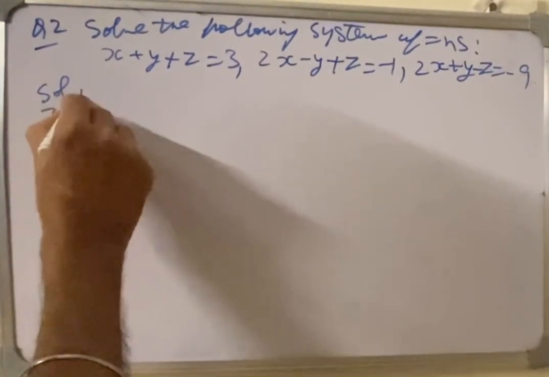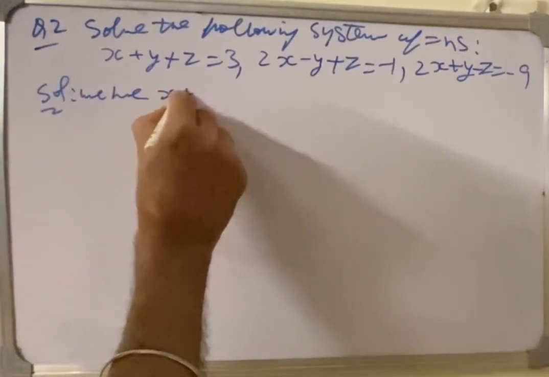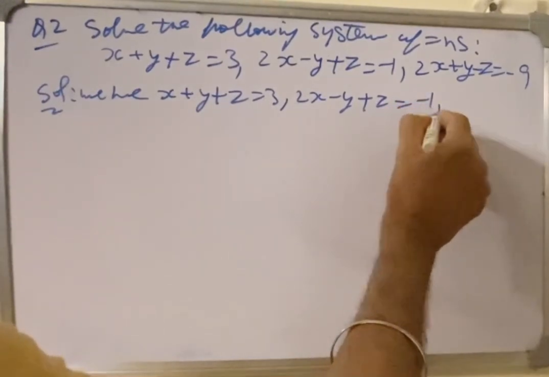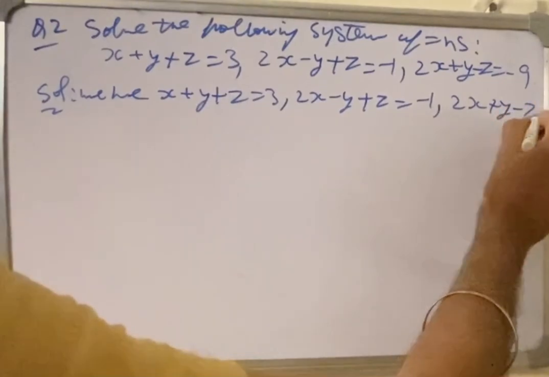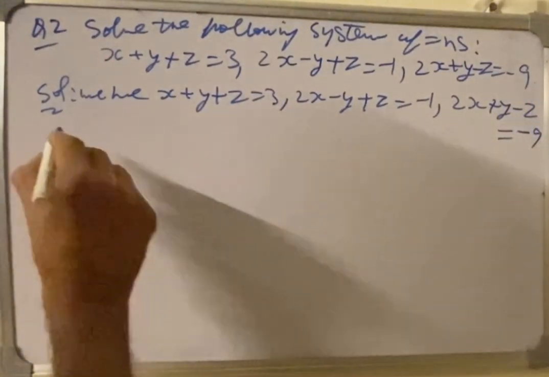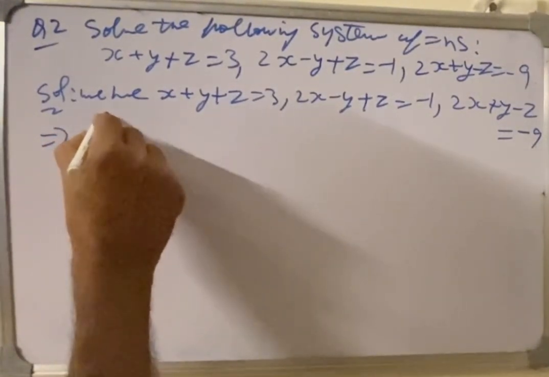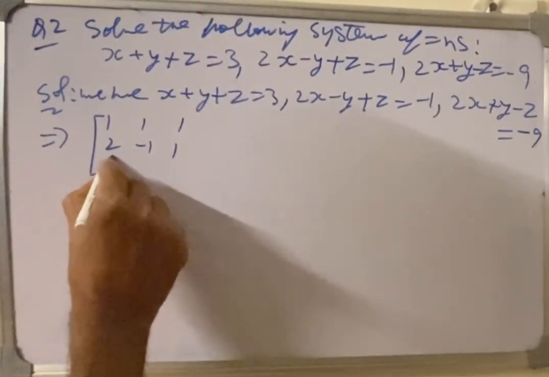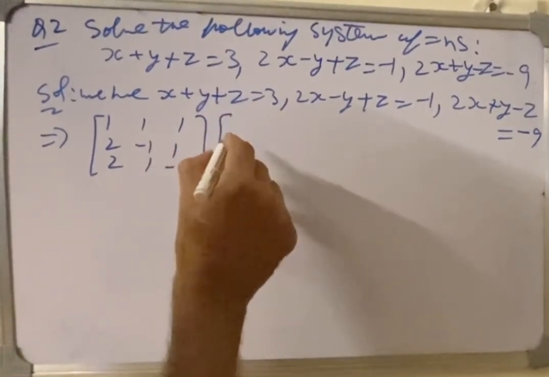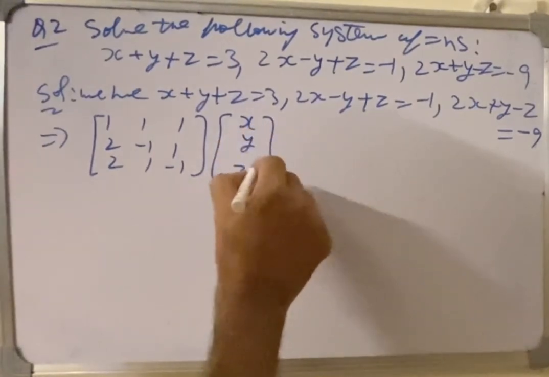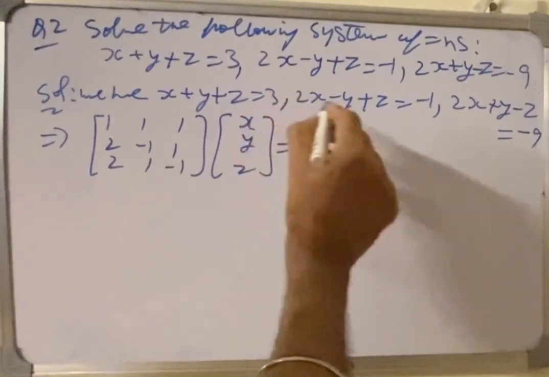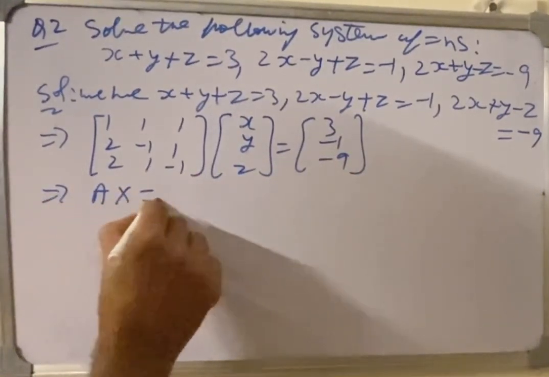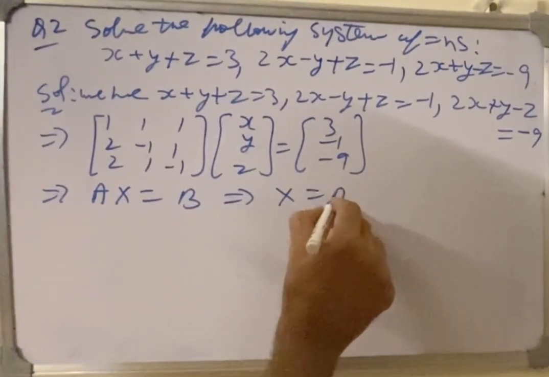Solution: we have x plus y plus z is equal to 3, 2x minus y plus z is equal to minus 1, 2x plus y minus z is equal to minus 9, which can be written in the matrix form: coefficients 1, 1, 1, then 2, minus 1, 1, then 2, 1, minus 1, into variable column matrix x, y, z is equal to constant matrix 3, minus 1, minus 9, which is equivalent to AX is equal to B, which gives you X is equal to A inverse B.